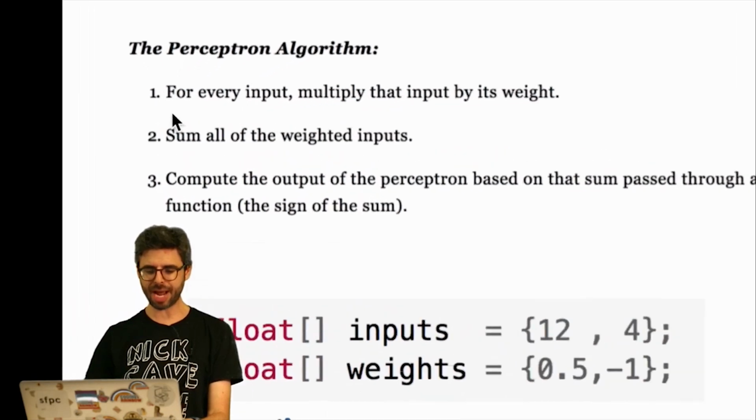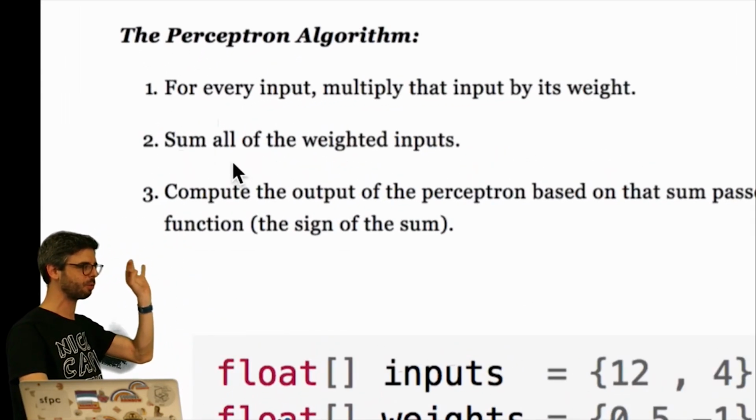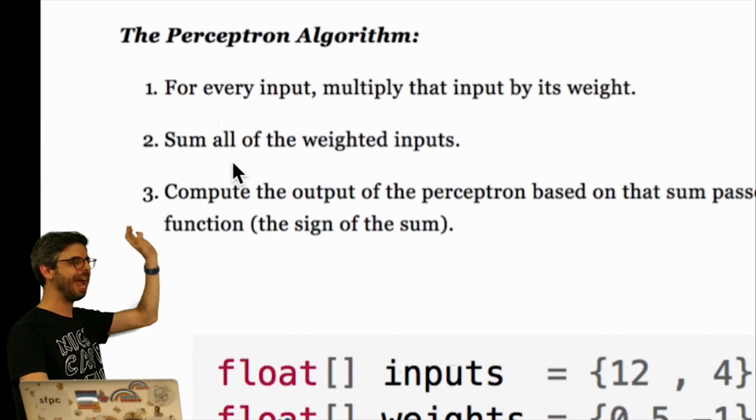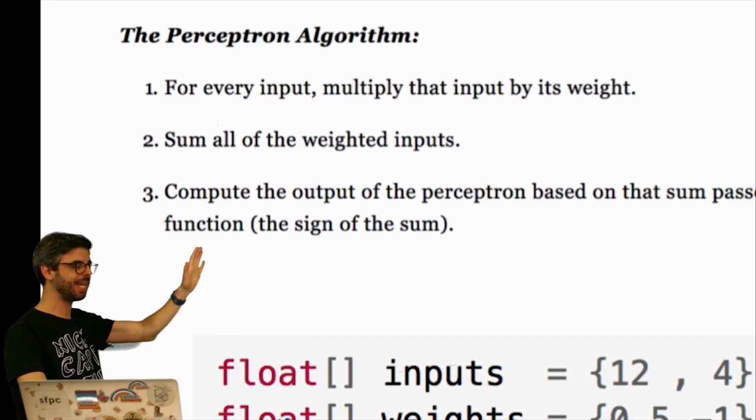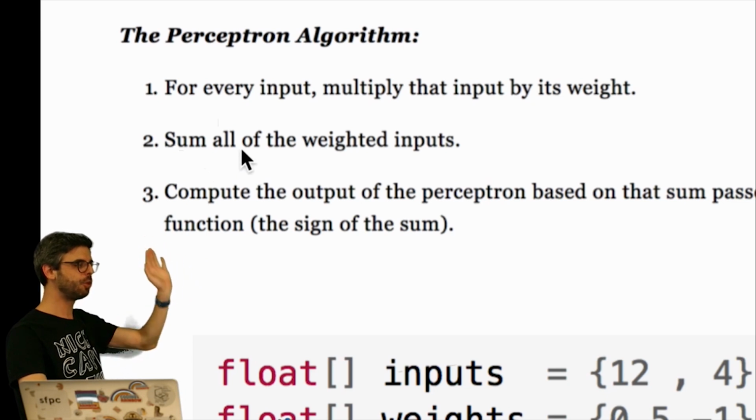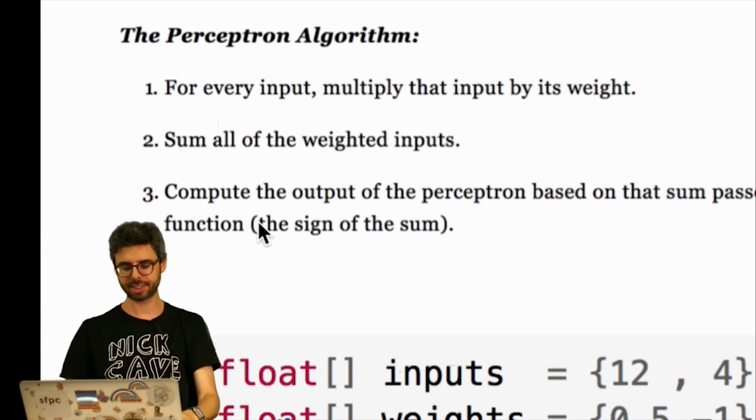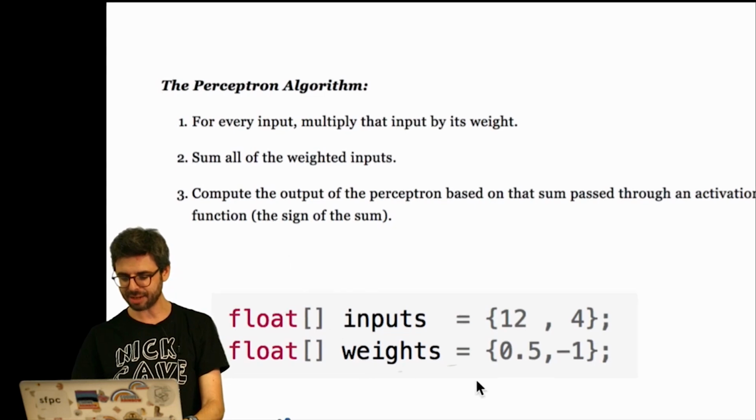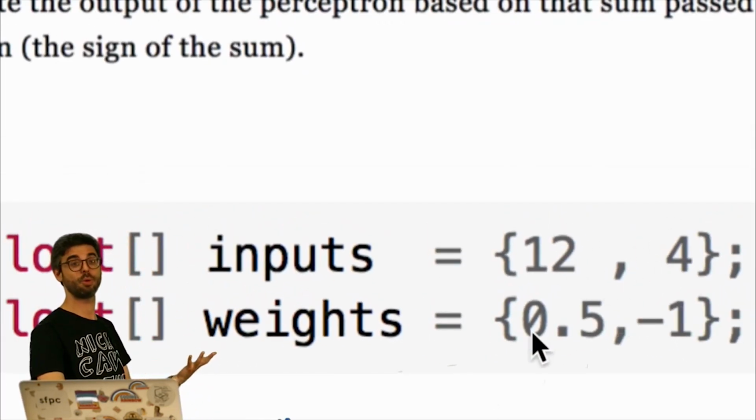We can see here, by the way, I have this slide. This is the same algorithm I just talked through. Let's just make sure we have it right. The algorithm is, for every input, multiply the input by the corresponding weight, sum all the weighted inputs, and then compute the output based on that sum, passed through an activation function, the sign of the sum. So we can think of this as the point at 12, 4, and these could be the weights of the perceptron.